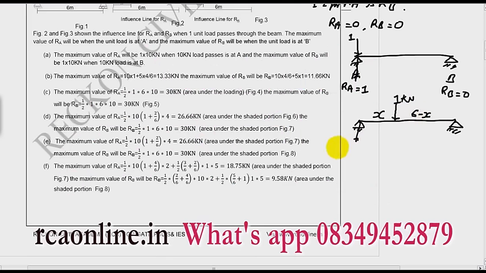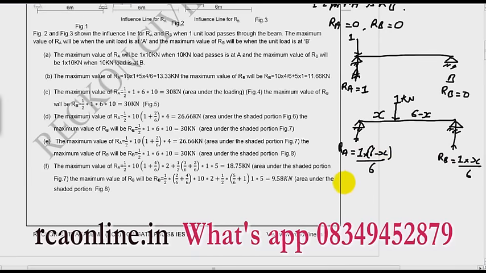Then what is RA? You see my previous video, I have told you a very simple concept. RA is 1 into (6 minus x) by 6. And what is RB? RB is 1 into x by 6. So if you now compare RA and RB, what do you see? The variation of RA and RB is triangular.